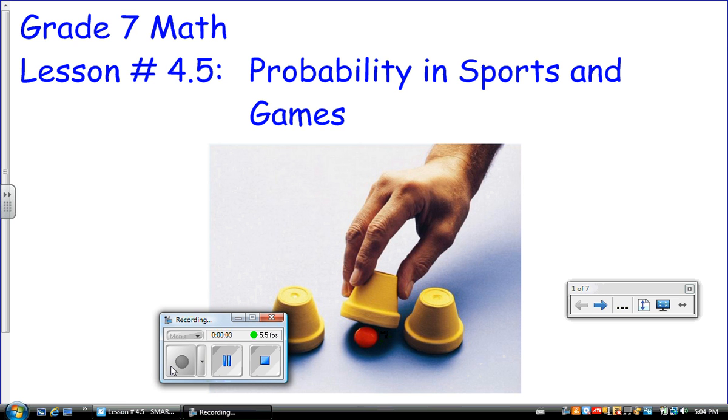Welcome back to Grade 7 Math. This is lesson number 4.5, Probability in Sports and Games.